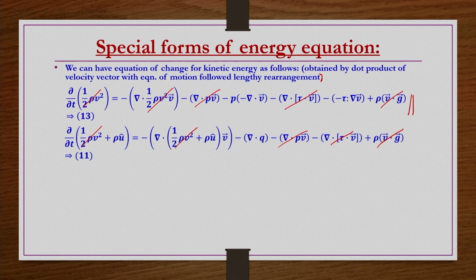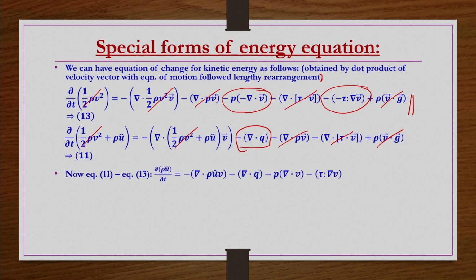Then the remaining term on the left hand side is dou by dou t of rho u tilde only. On the right hand side you have minus of this term, then plus of this term, and then plus of this term.